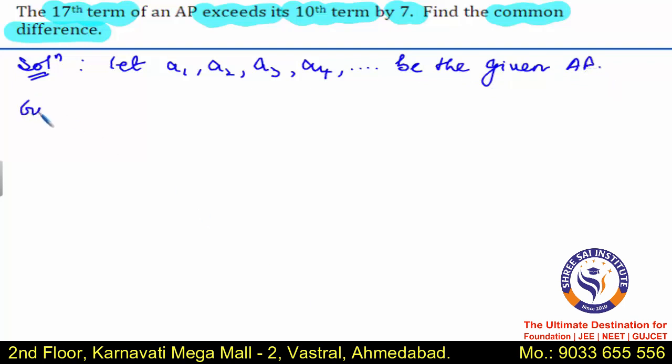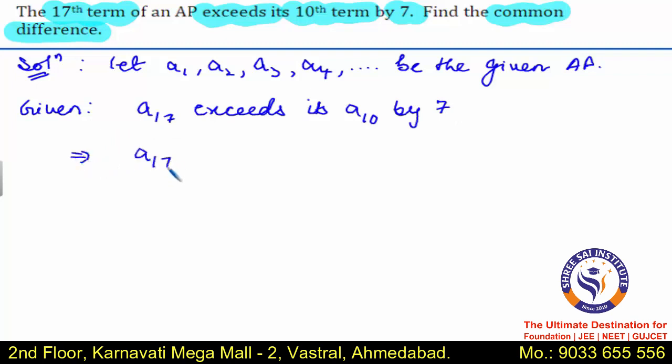Here we are given that the 17th term exceeds its 10th term by 7. This implies that the 17th term is greater than the 10th term by 7, or we can say that 17th term is equal to the 10th term plus 7.